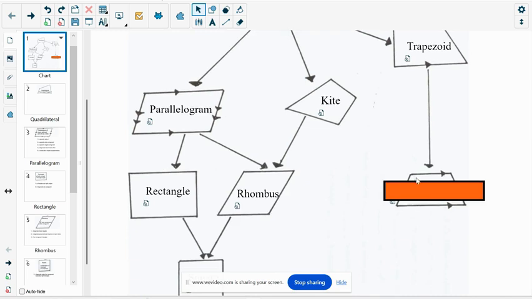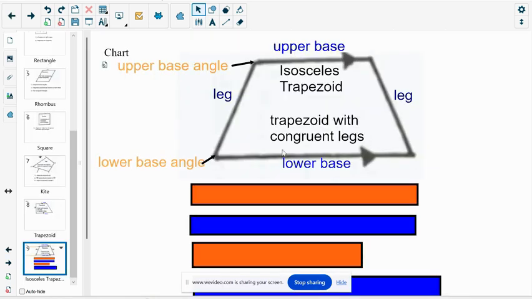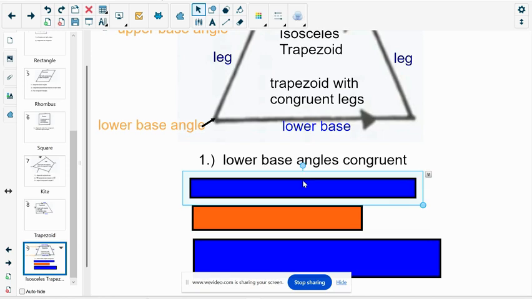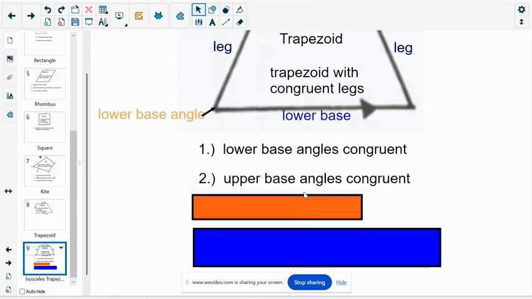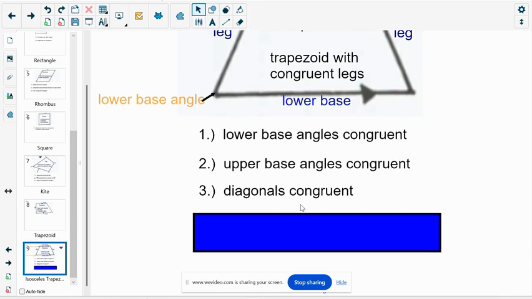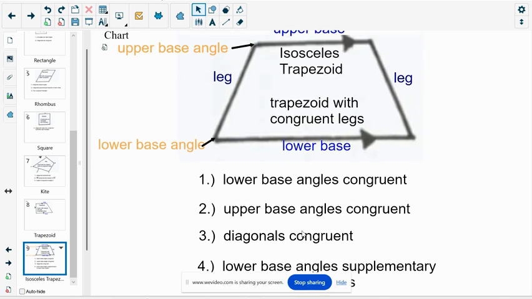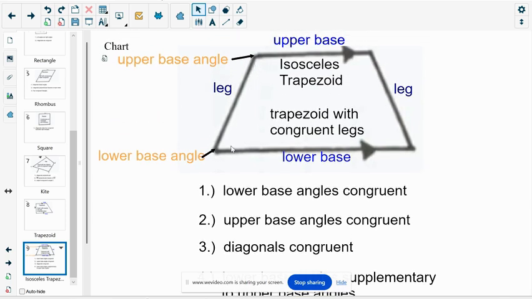All right. And for trapezoids, there's really only one extra classification, which is isosceles trapezoid. So this we get a lot of properties with, but we have upper base, lower base, isosceles trapezoid. They are a trapezoid with congruent legs, and the legs are the two sides that are not the bases. We have upper base angles and we have lower base angles, and here's a bunch of properties. So lower base angles are congruent. Okay. Upper base angles are also congruent. And then diagonals are congruent, and lower base angles are supplementary to upper base angles. So if you take one upper base, one lower base, they add up to 180.